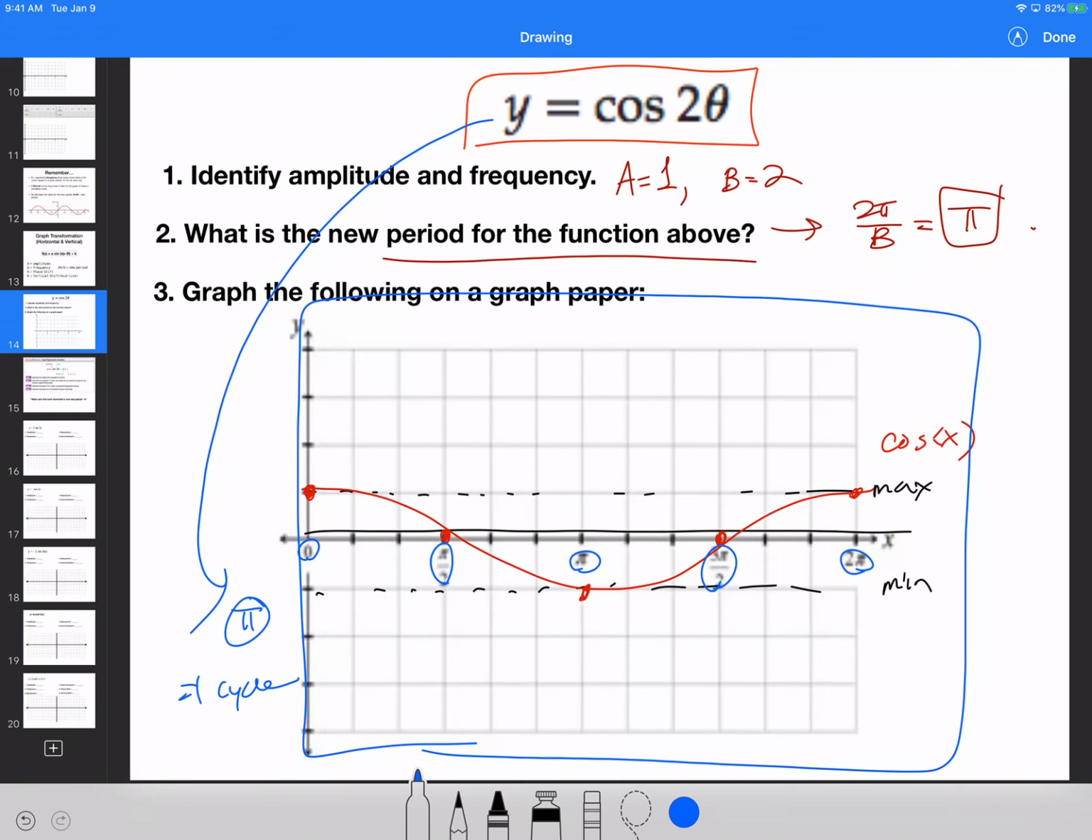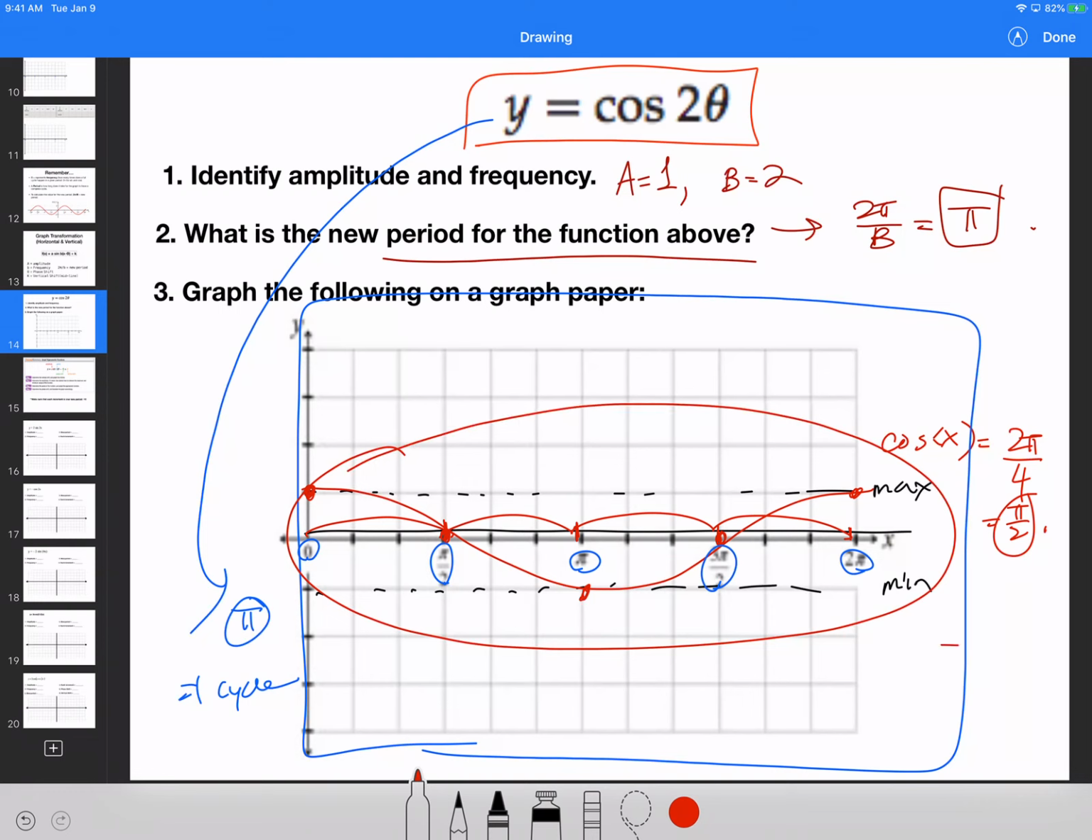The reason I gave you a pi over 2 scale is that if the period for cosine of x happens to be 2 pi, a full cycle, and you divide that by 4, it becomes pi over 2. And so every pi over 2, that's the increment that I'm going to set. From here to here, that's pi over 2, pi over 2, pi over 2, pi over 2. Because if I take my full wave and divide it by 4, I can get the exact locations of the essential points. That's the whole deal.